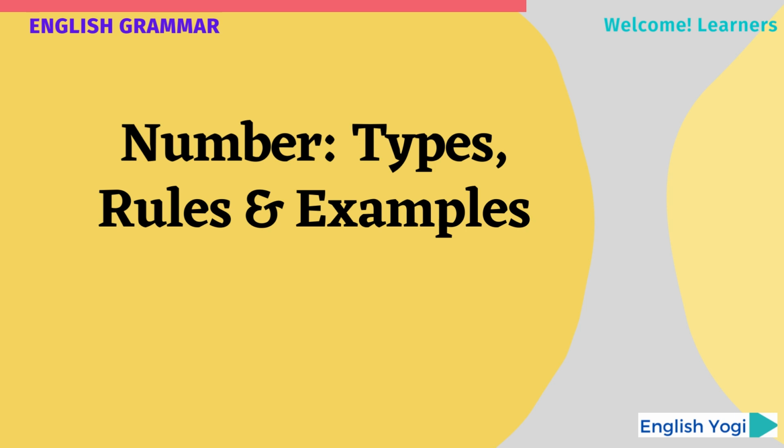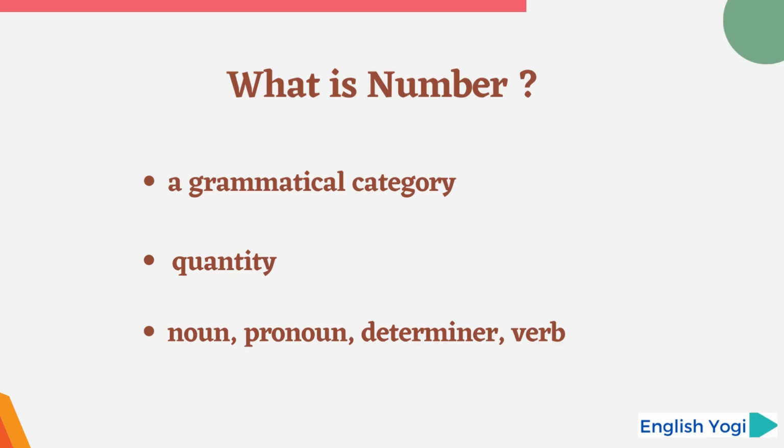So in this video, we will try to learn about number, its types, some of the rules and some of the examples. One of the basic concepts that arises in the mind is: what is number? The answer to this question is that number is a grammatical category. It is a type of grammar and it is related to quantity. And these rules are only related to noun, pronoun, determiner and verb.